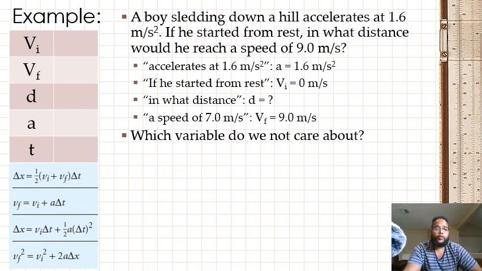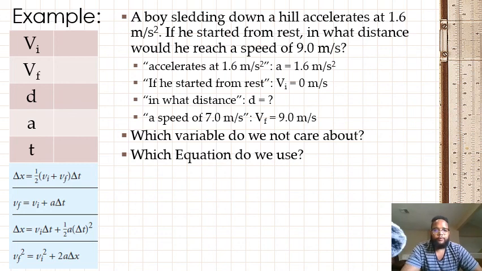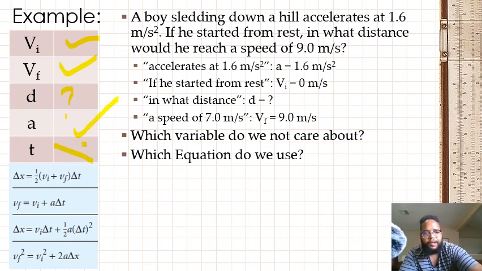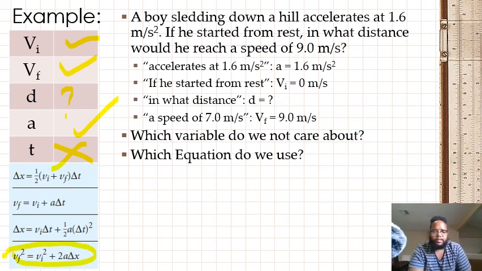And which variable do we not care about? Which equation do we use? Now once we fill this out, you'll notice that we have initial velocity, final velocity, we are looking for displacement, we have acceleration, and we do not care about time. So since we don't care about time, we're going to use the equation that does not have time, and you are going to solve for delta x.